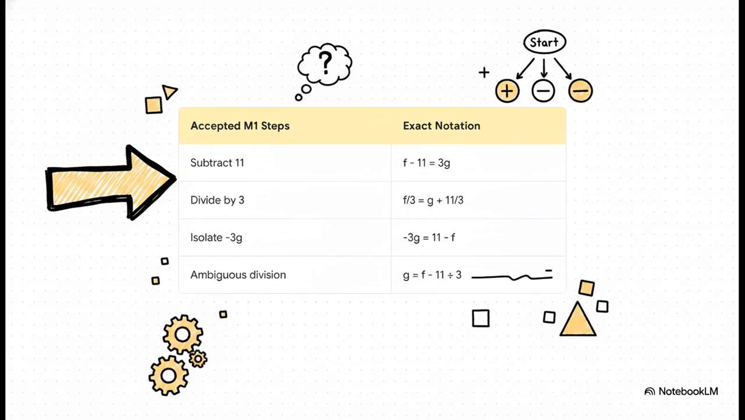You can subtract 11 from both sides to get f minus 11 equals 3g. Totally fine. You could choose to divide every single term by 3 right off the bat. You could even move the 3g over to the left, making it negative 3g equals 11 minus f. The examiners explicitly accept any of these correct first steps. They'll even accept ambiguously shown division. As long as there's valid mathematical logic in motion, you get the method mark.